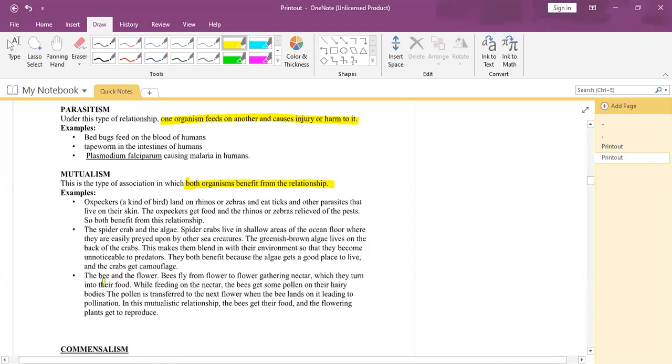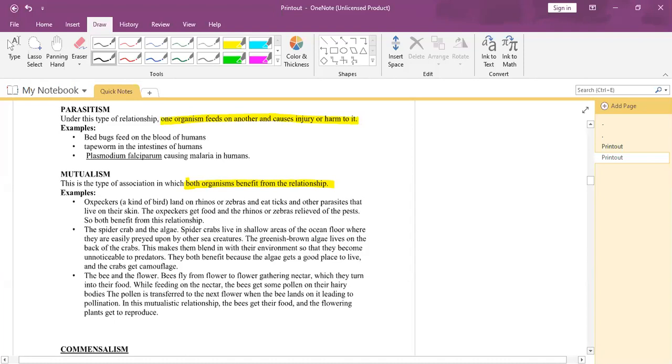And then another example, think of the bee and the flower. Bees fly from flower to flower gathering nectar, which they turn into their food. While feeding on the nectar, the bees get some pollen on their hairy bodies. The pollen is transferred to the next flower when the bee lands on it, leading to pollination. So in this mutualistic relationship, the bees get their food and the flowering plants get to reproduce, right? The flower is benefiting from pollination by the bees. The bees are also getting nectar from it. So that's a mutualistic association, right? They give you examples like this and you are to tell the relationship. Both benefit. Mutual.